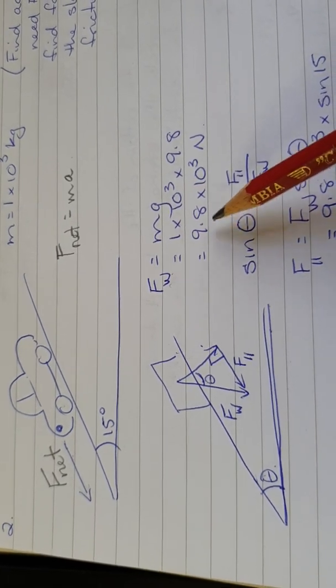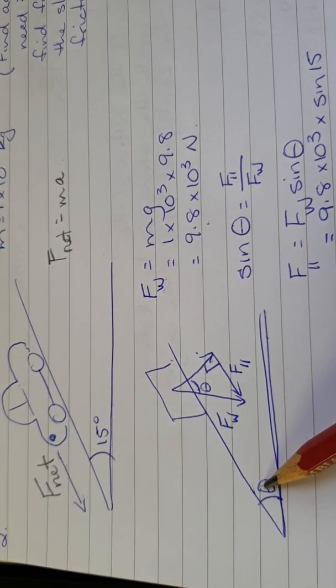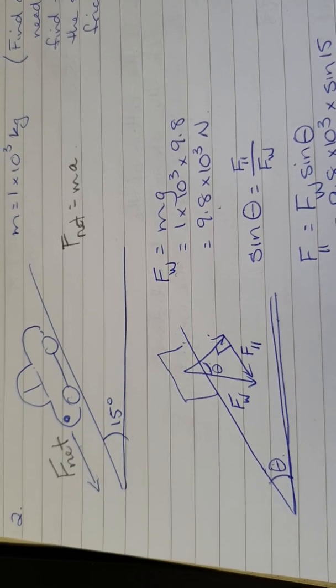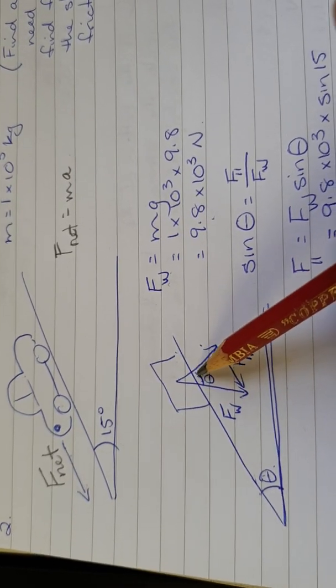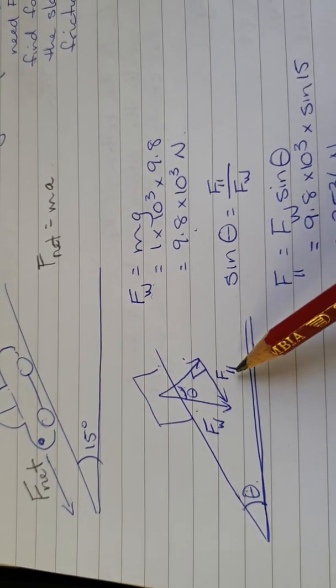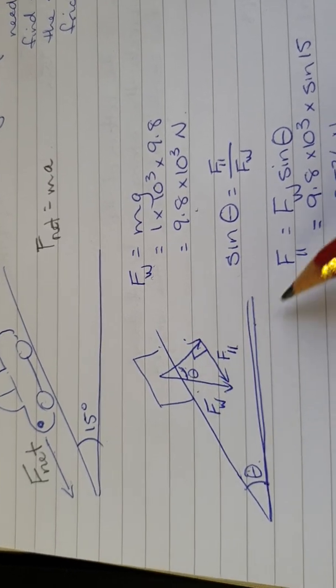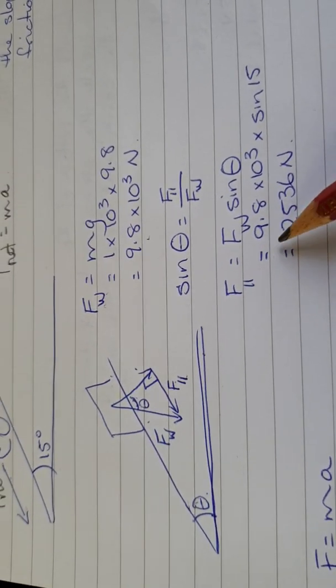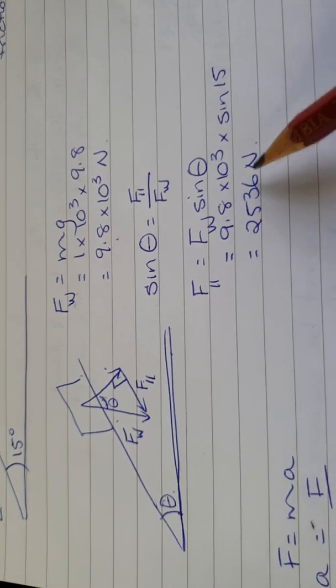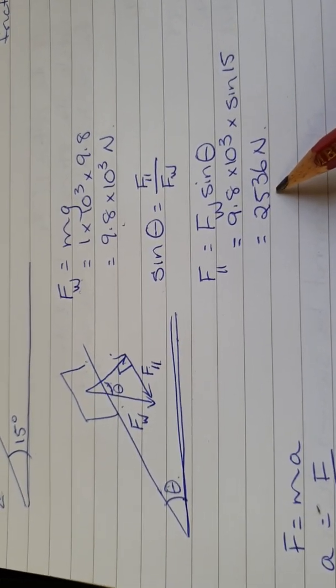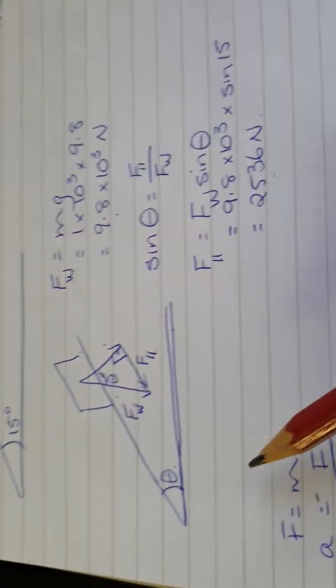So that's our weight. Remember, this angle and that angle are the same. Sine of that angle is opposite over hypotenuse, so the parallel force over the weight. So F parallel is F_W sine theta. That gives me the component of the weight that's acting down the plane.